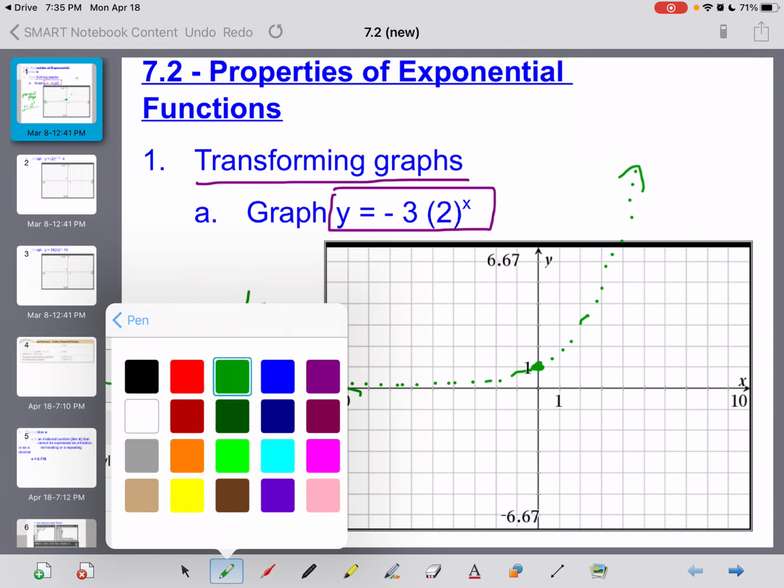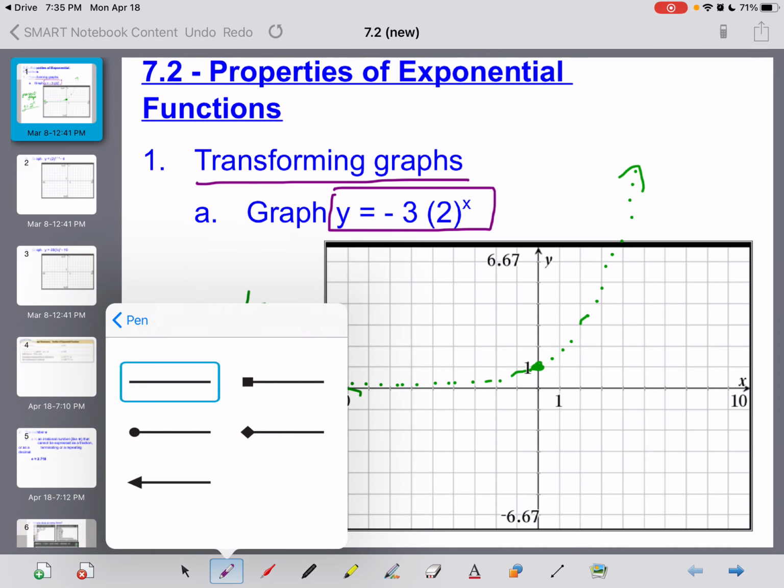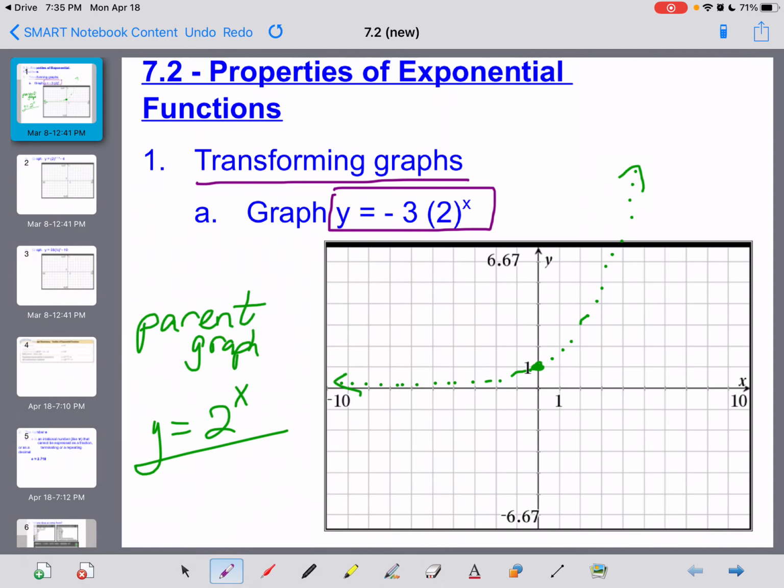So what I drew there in green is the parent graph for y equals 2 to the x. But now I'm going to switch back to purple, and we're going to try to graph this particular function, y equals -3 times 2 to the x. What I'm hoping you guys remember is that the only difference between this graph and the parent graph is the presence of that -3 out in front that's being multiplied by 2 to the x power.